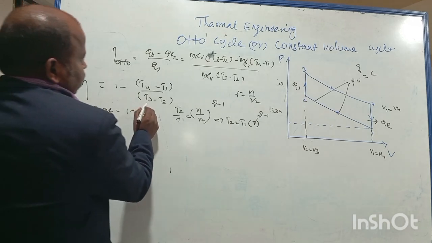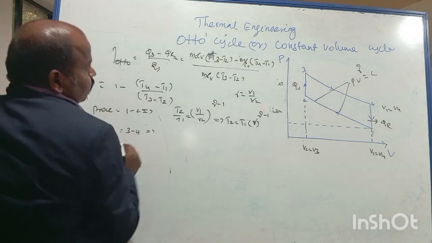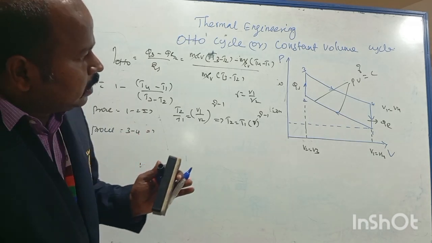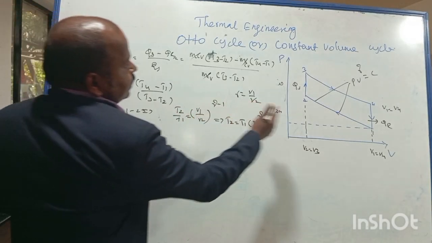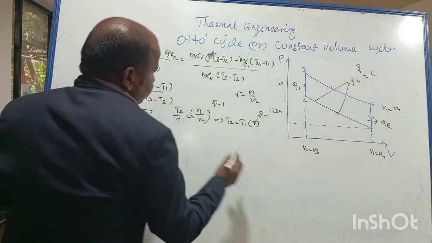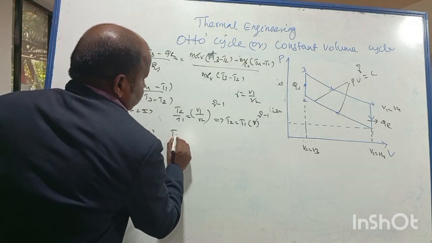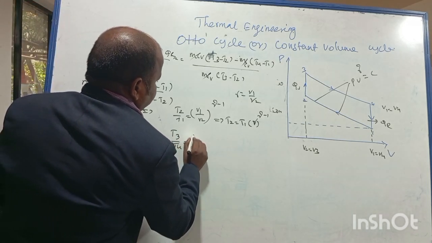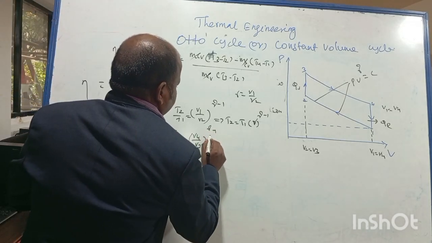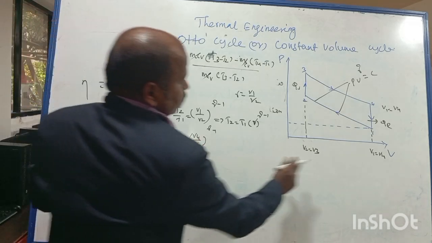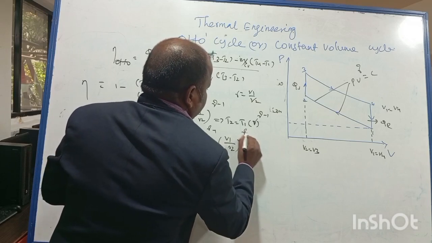In a similar way, take process 3 to 4, that is also an adiabatic process, an adiabatic expansion process, where we are going to get the work done. Now I am going to write the relation between the temperature and volume. T3 by T4 should be equal to V4 by V3 to the power gamma minus 1. Now this V4, as I already told you, becomes V1 and this V3 becomes V2, to the power gamma minus 1.